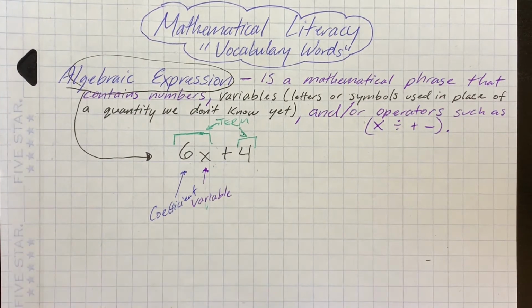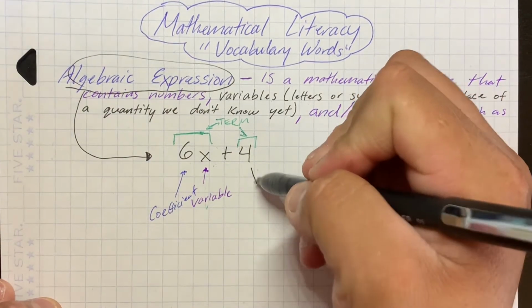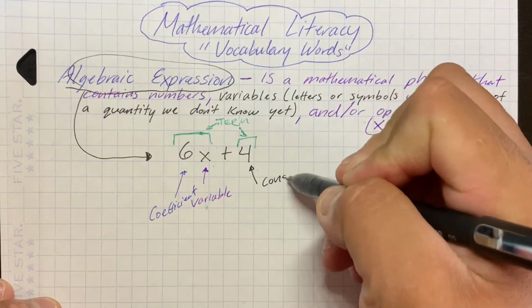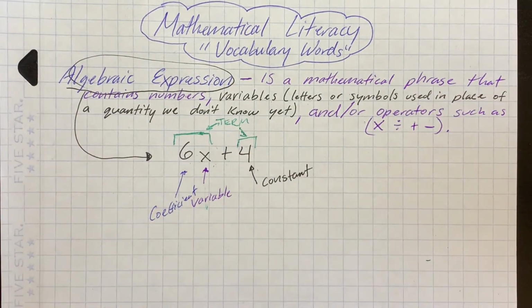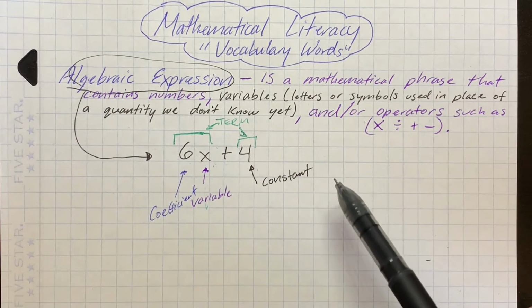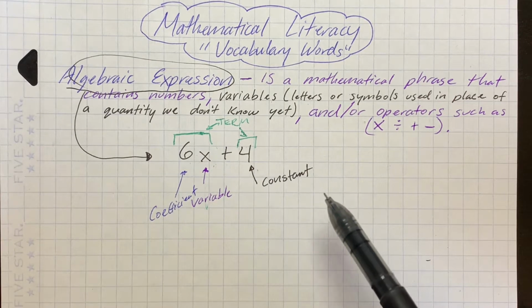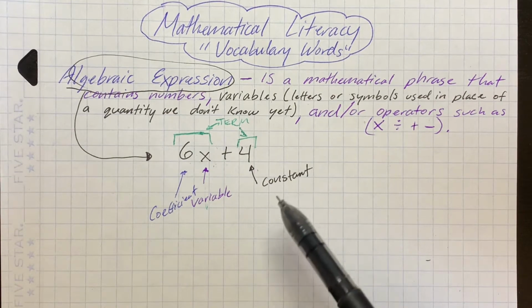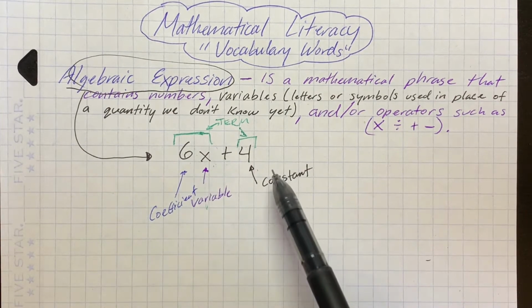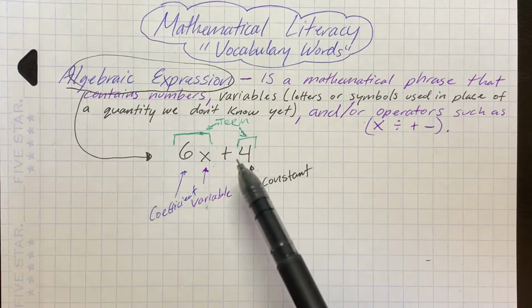Now, the number that is by itself, a number that is just by itself, this is called a constant. Okay, so we're talking about the anatomy of an algebraic expression here. Now, a constant is a number that stays fixed in an expression. It stays constant, meaning that it doesn't change. So for an example, we have the expression 6x plus 4, and the constant is 4.